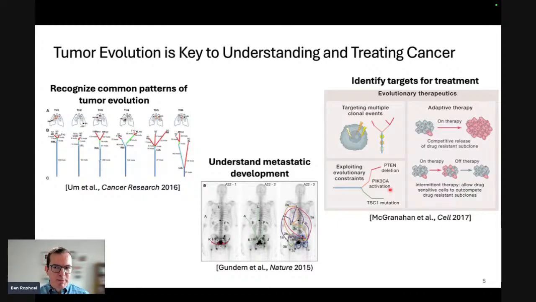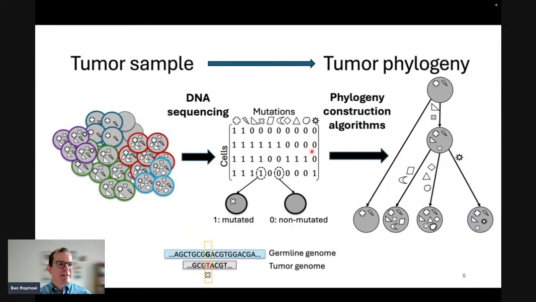So all this really begins with building the tumor phylogeny. And this is a classic phylogenetic problem, where you would take a tumor sample at the present time and sequence it. Since we want to measure these somatic mutations that are in the genome, we perform DNA sequencing. We would then get some data giving us, for the individual cells we measured, the mutations and whether or not those mutations were measured in that cell.